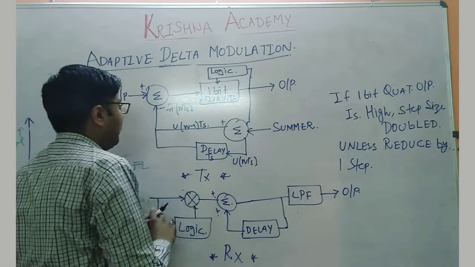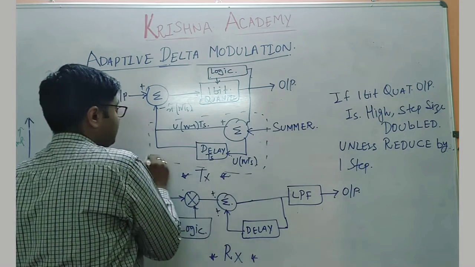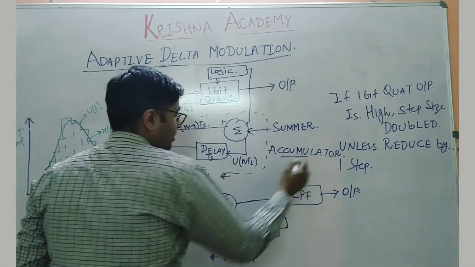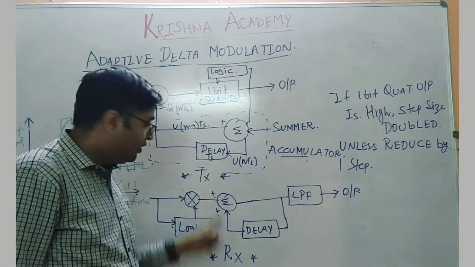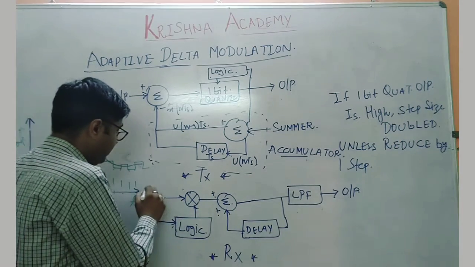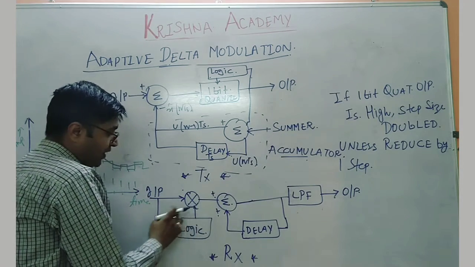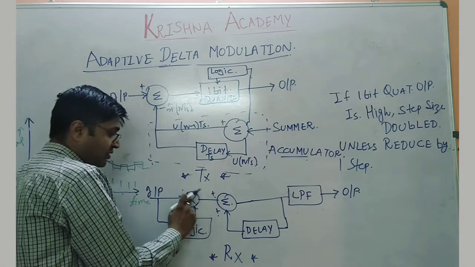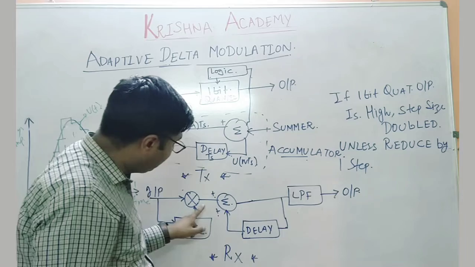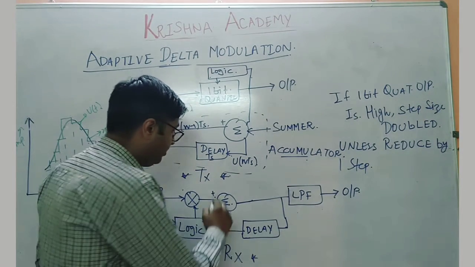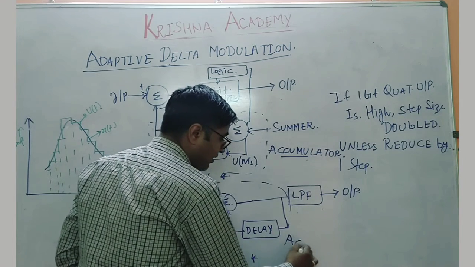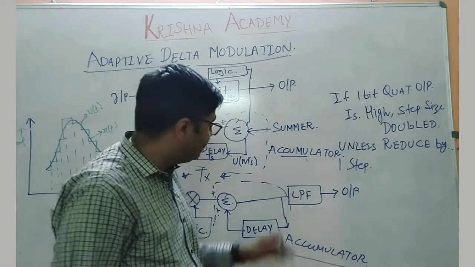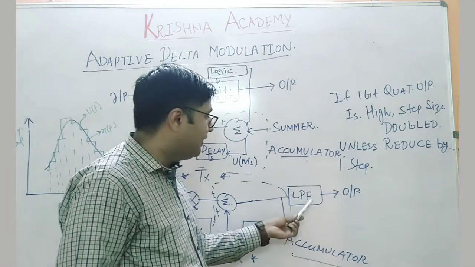Now this circuit is called an accumulator, and it is used in both the transmitter as well as the receiver. In the receiver, the logic will be provided to it, and both the inputs will be passed through the logic and multiplied by this circuit. The output of that multiplier will be provided with a delay, and given to the accumulator circuit again. This accumulator gives us the idea whether the step size increases or decreases, and the output will be passed through a low pass filter, and you will get a better output.